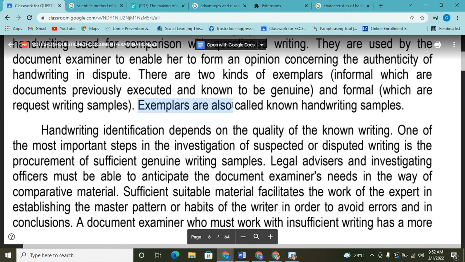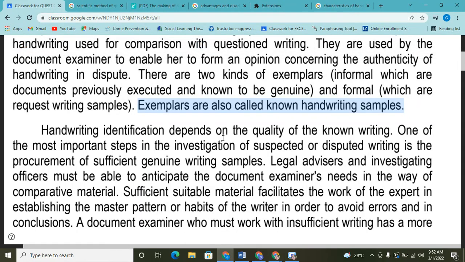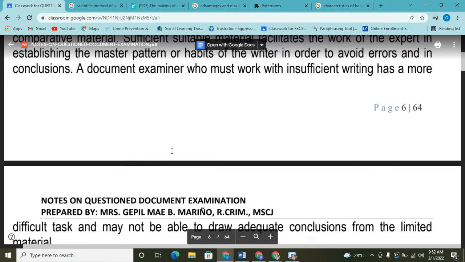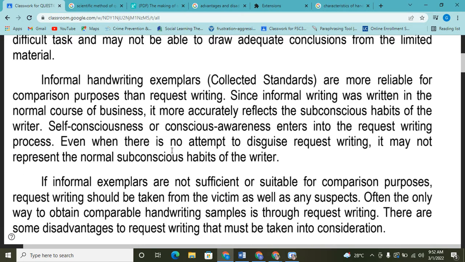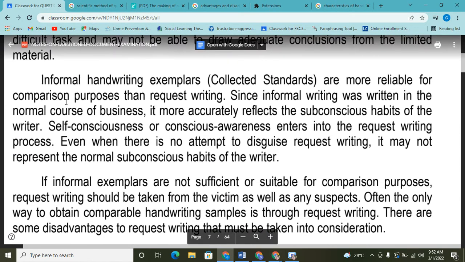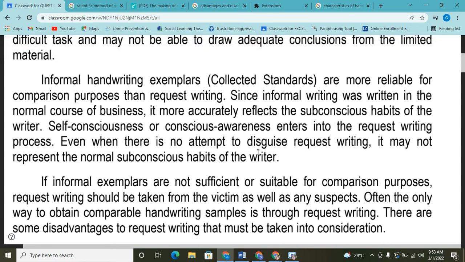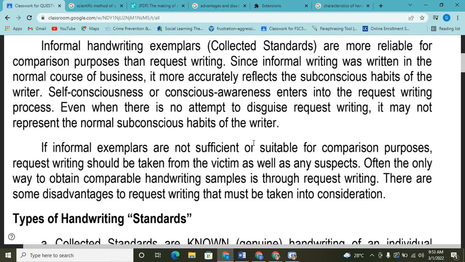Okay, so again, your exemplars, this refers to the known handwriting, meaning to say the source itself is established. I will no longer discuss this and read this. So do you have any questions or clarifications on the difference between a collected and requested, or shall I say informal or collected, and formal or requested, standards or exemplar?